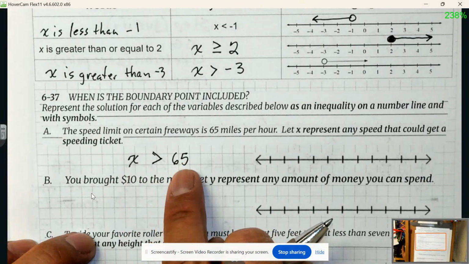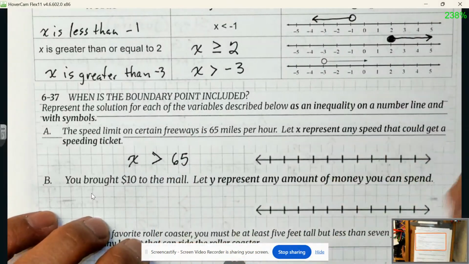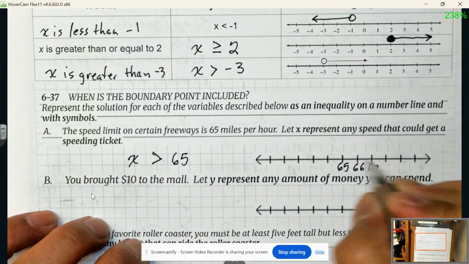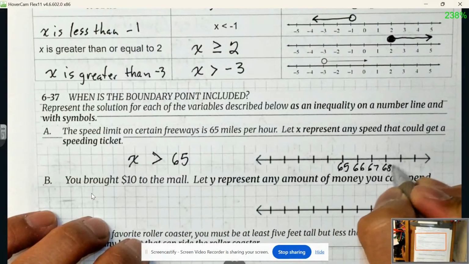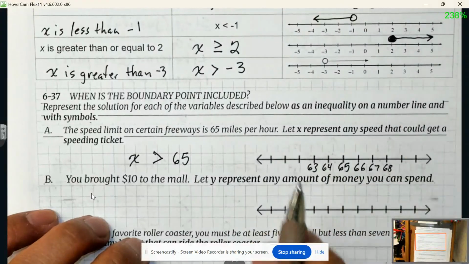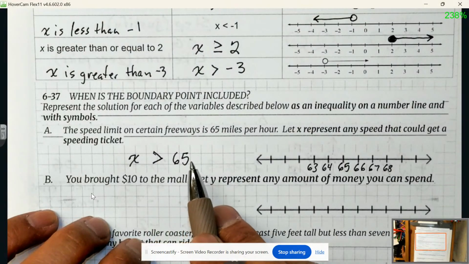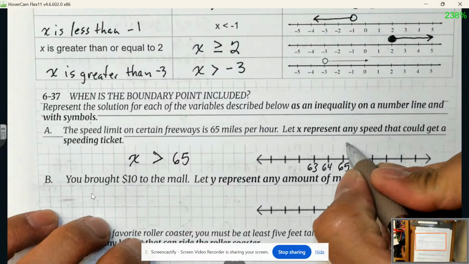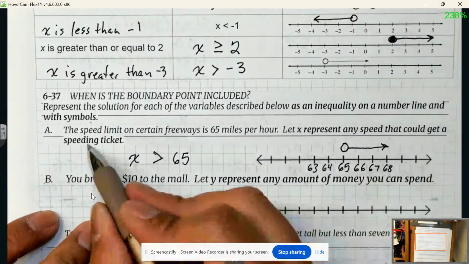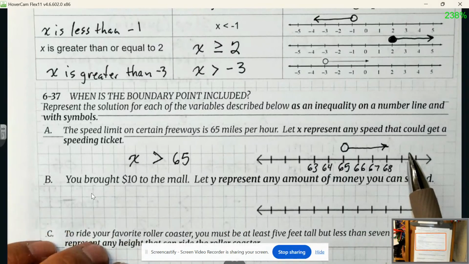So when a speed limit is posted, you can go that speed limit. So to graph it, let's go ahead and put the boundary point in the center, and then just put a couple of numbers on either side so that we can make sure you know how to make a number line. Okay, so these are all speeds greater than 65. So that'd be an open circle at 65 and to the right. Okay, that would get you a speeding ticket. So all of these are solutions.